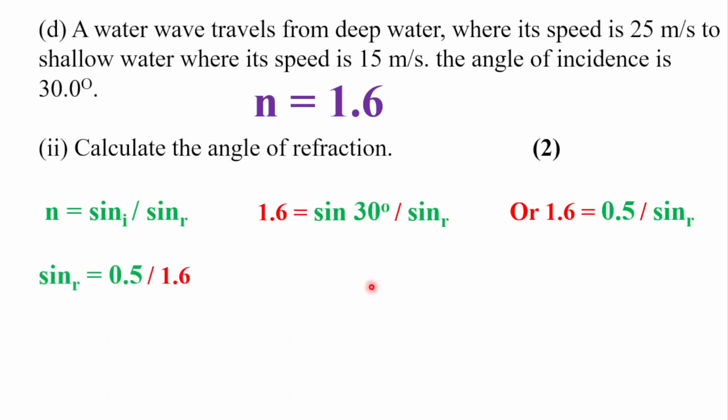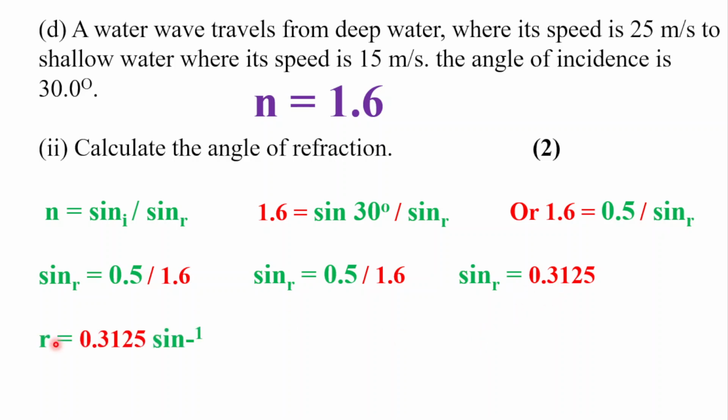And so sine R will equal 0.5 divided by 1.6. Therefore, we get sine R being 0.5 over 1.6, which equals 0.3125. And so we're going to find the inverse of this. So R equals the inverse sine of that, which is equivalent to about 18 degrees.